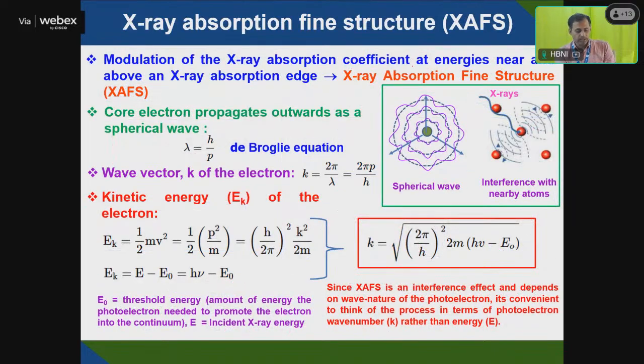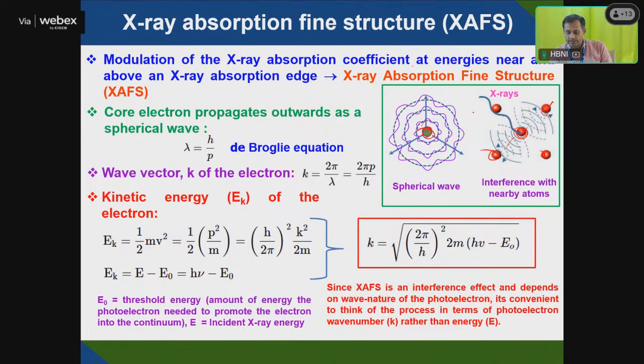If you see this spectrum from the atom, when the X-ray is absorbed and the electron comes out from the core, it propagates as a spherical wave. For example, when the X-ray falls on this core electron, there are many other electrons nearby. The electron cloud of this electron and this X-ray, and another electron here, will interfere with each other.